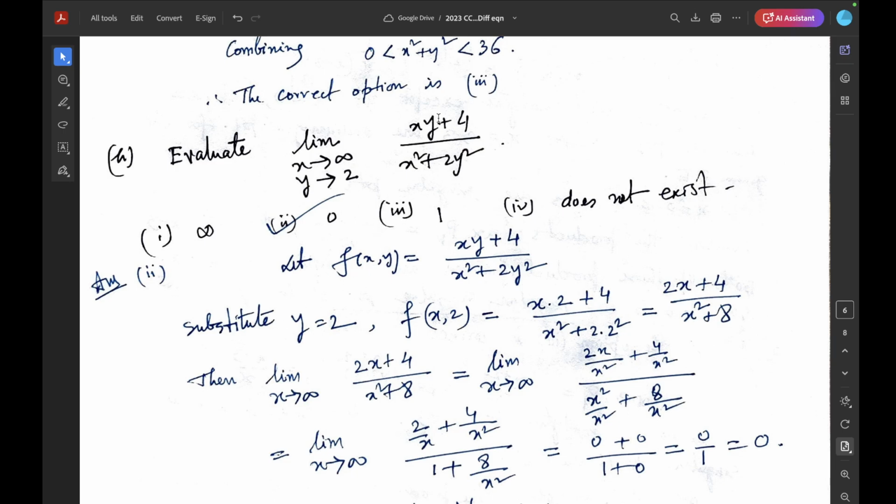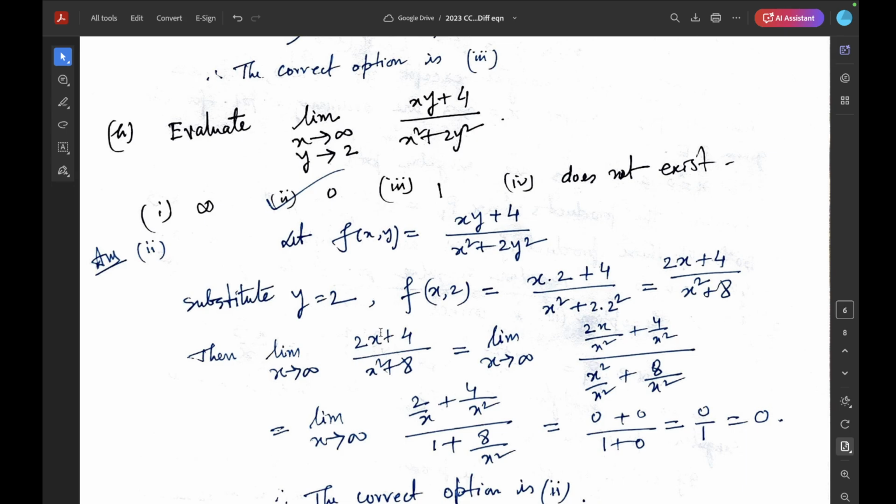Substituting y equal to 2 here, f(x, 2) is equal to this, we get (2x plus 4) whole divided by (x square plus 8). Then this is the function of x, and then we find the limit x tends to infinity. So this (2x plus 4) by (x square plus 8), dividing by x square on numerator and denominator.